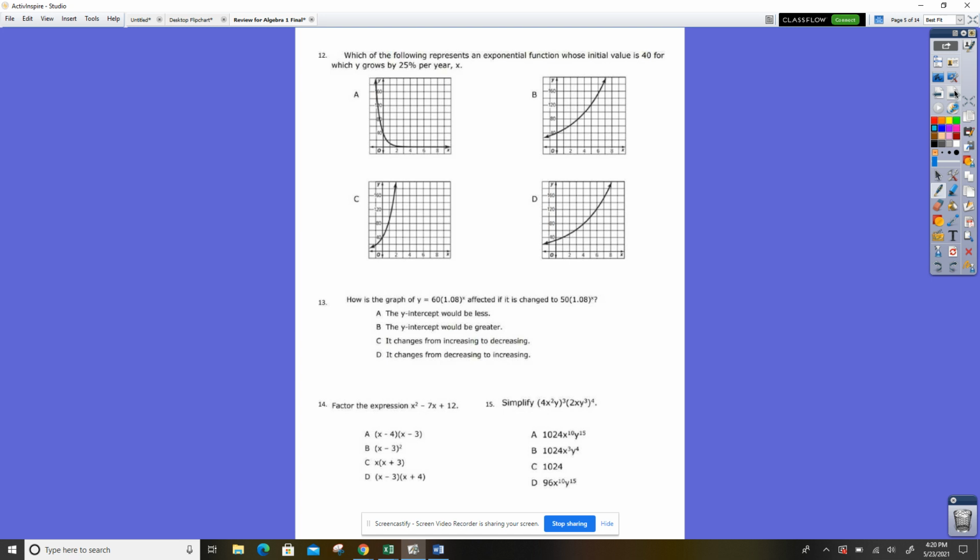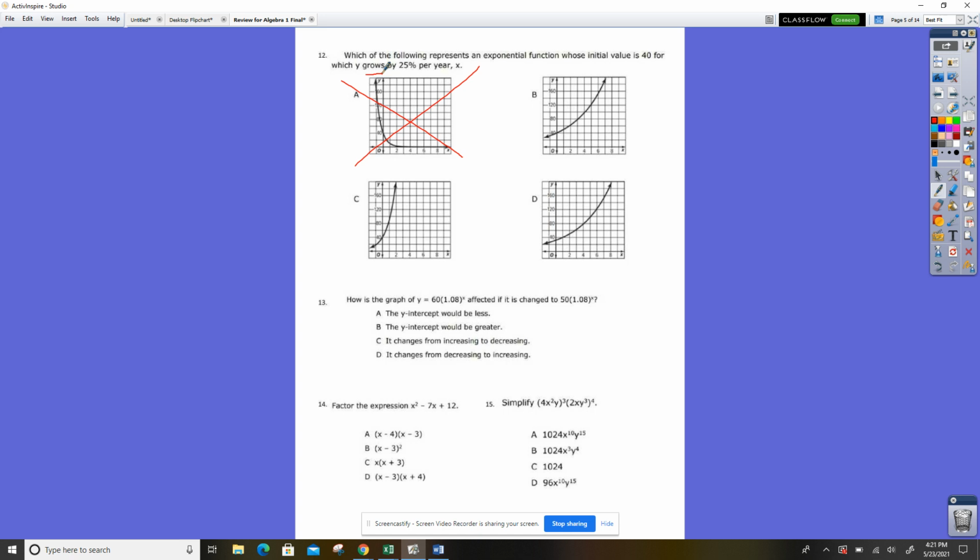Number 12 says, which of the following represents an exponential function whose initial value is 40%, for which y grows by 20% per year? Okay, so looking at the graphs, we can immediately eliminate anything that is not growing, which would be answer choice A. Okay, we can eliminate that because it's going down, and we know we want it to grow.